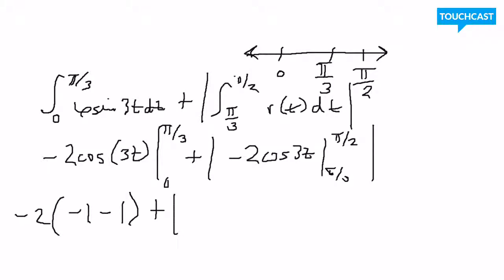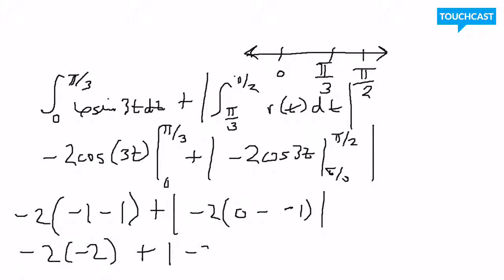Plus the absolute value of negative 2 times cosine of pi over 2 times 3, which is 3 pi over 2. The cosine of 3 pi over 2 is 0, minus the cosine of 3 times pi over 3, which is the cosine of pi, which is negative 1. It's going to be negative 2 times negative 2, which is positive 4, plus the absolute value of negative 2 times 1, which is 2. So the total distance traveled by the particle is 6.